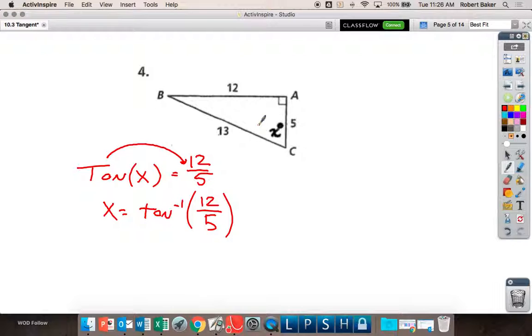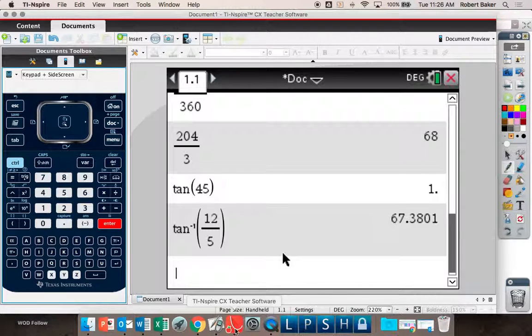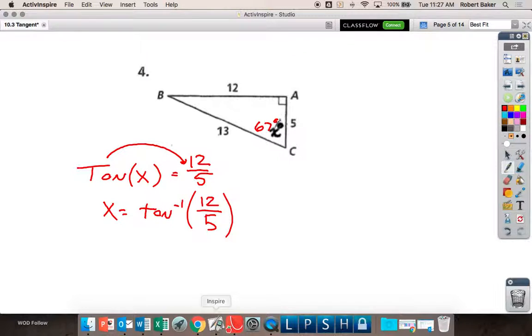So how big is x? 67 degrees. I'm pretty sure. Sorry, I didn't read it. Nearest thousandth. It's 3 decimals. 67.380.